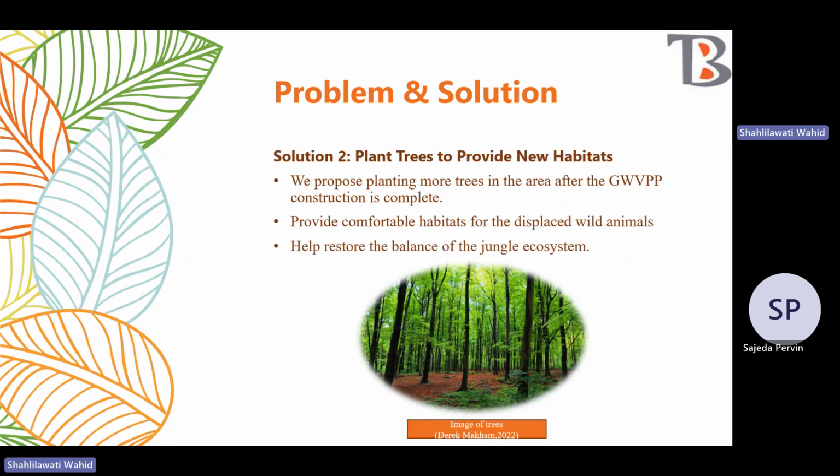And the solution for the second problem is planting more trees to provide a new habitat. To mitigate the habitat loss, we propose planting more trees in the area after the GWBP construction has been done. Planting more trees can also provide a comfortable habitat for the displaced wild animals and balance the ecosystem. Other than that, it can also reduce the rate of air pollution and improve the quality of air around Sungai Sinarjau.